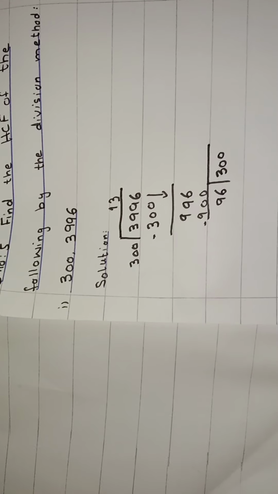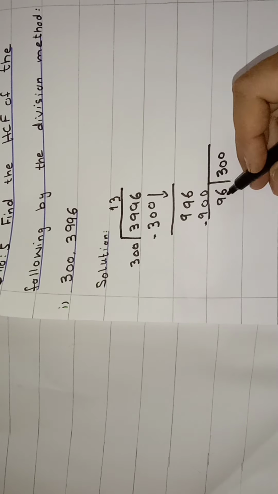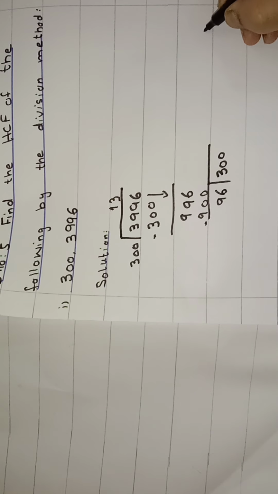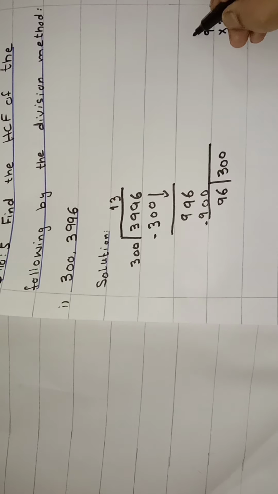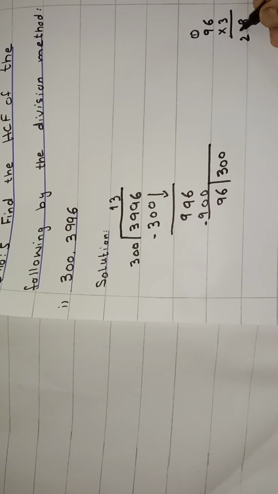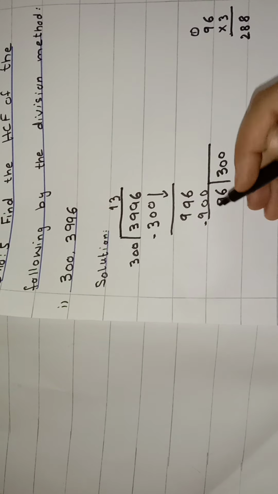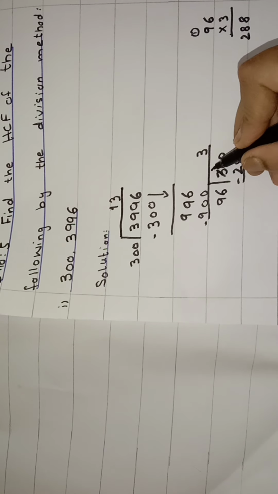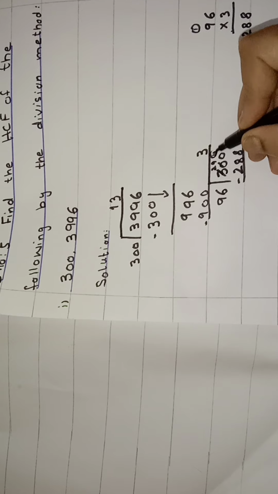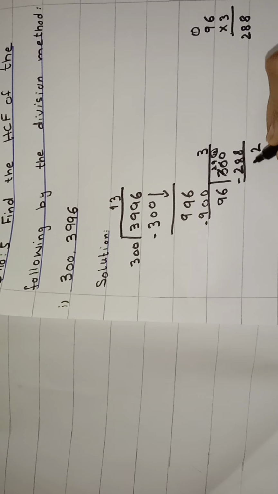Now 96, the remaining division is the same. We will see in the 96 table a number closer to 300. Let's try with 3, because 3 nines are 27 and here we have 300. 3 sixes are 18. 3 nines are 27 plus 1 is 28. So 96 threes are 288. Now let's subtract. 10 minus 8, 2, 9 minus 8, 1, 2 minus 2, nothing.